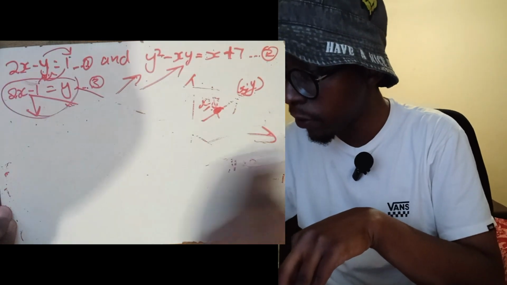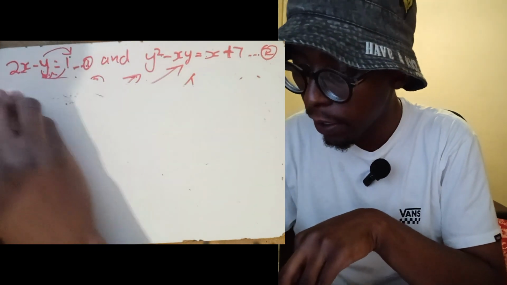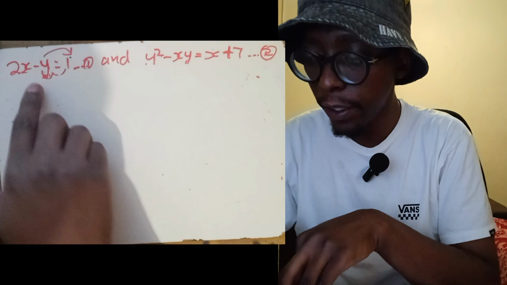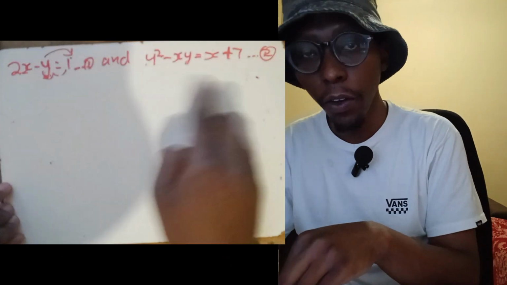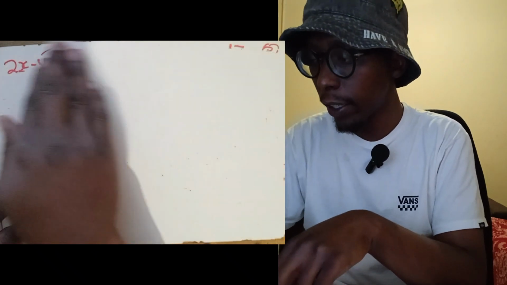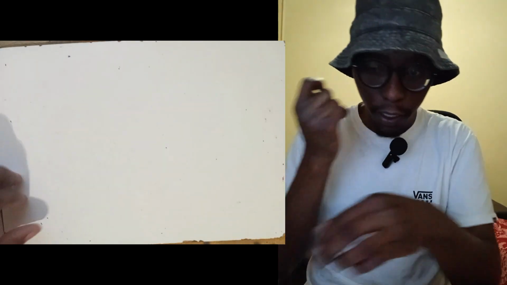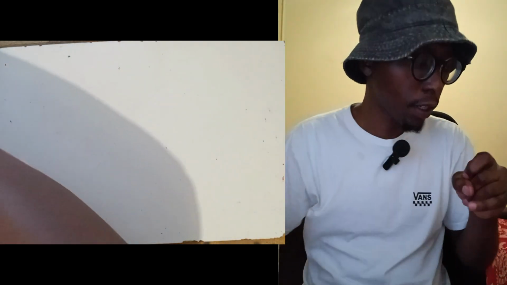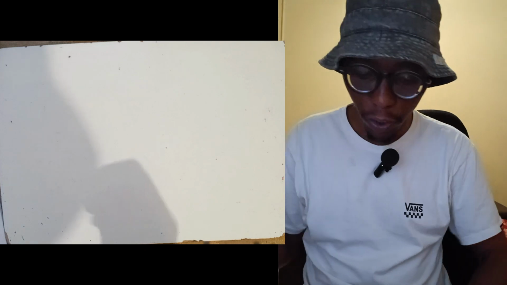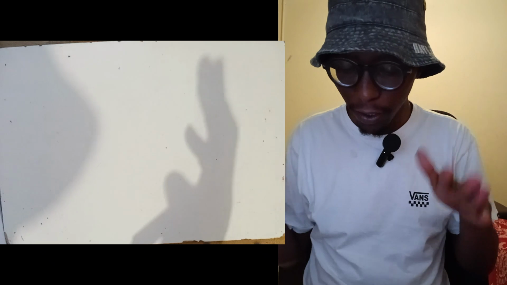For extra practice, you can make x the subject here, solve for x, and then do the same procedure and see if you don't get the same answers, provided you did everything correctly, meaning you factorized properly and you added properly. As long as there are no mistakes, you should get the very same coordinates which I got, which were minus 1 and minus 3, and 3 and 5.